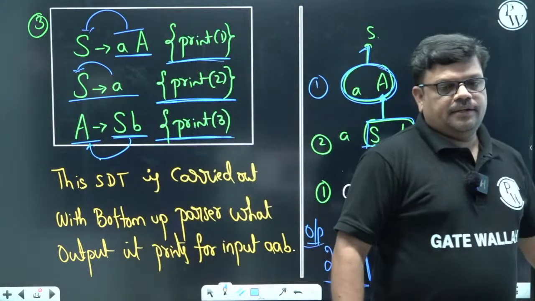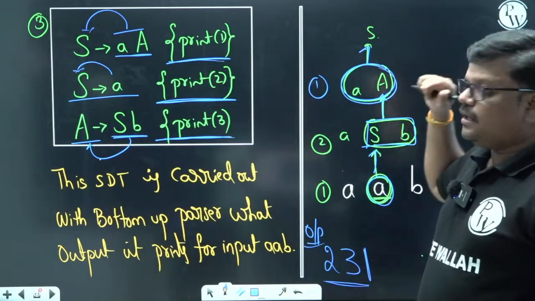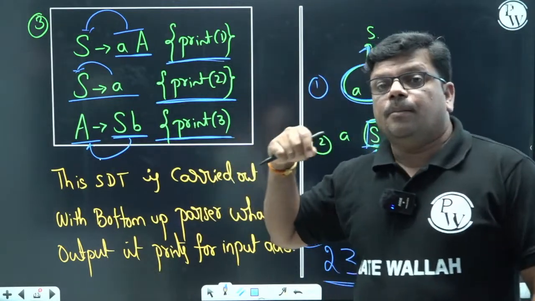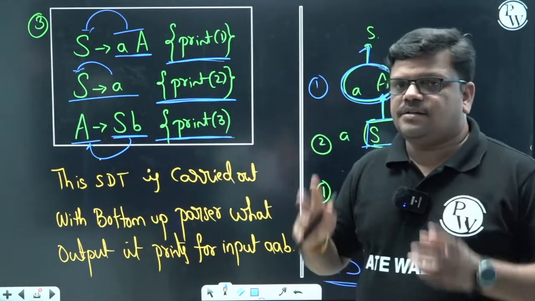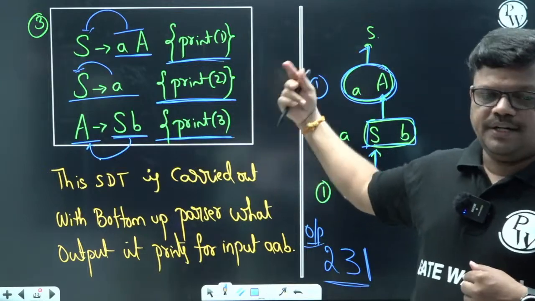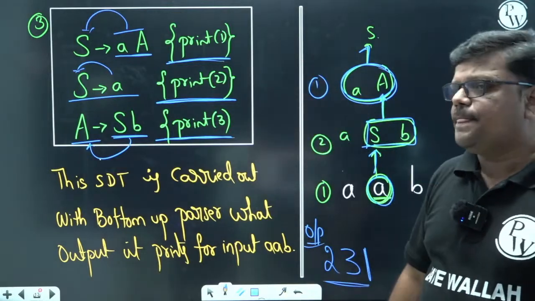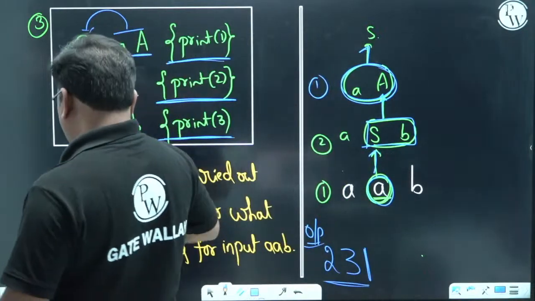Same thing. If this SDT is carried out with a bottom up parser, however the parsing is happening, at parsing time, whichever production the parser is using, for handle detection or for any concept, whenever it is using any production, its associated rule will be executed. Okay, right. If these SDTs are like this, okay.